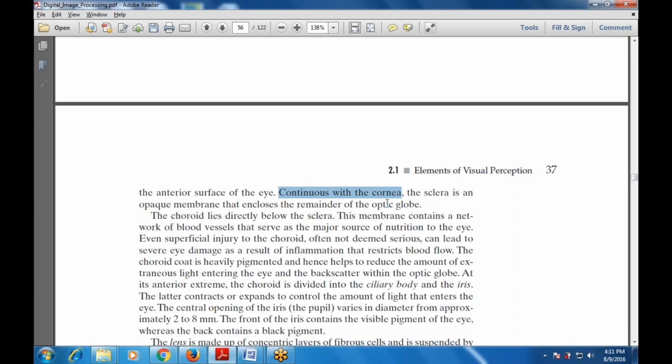Even a superficial injury to the choroid, often not deemed serious, can lead to several kinds of eye damage. For example, an inflammation restricts the blood flow. The choroid coat is heavily pigmented and hence helps to reduce the amount of extraneous light entering the eye, and the back scatter within the optic globe. At its anterior extreme, the choroid is divided into the ciliary body and the iris.